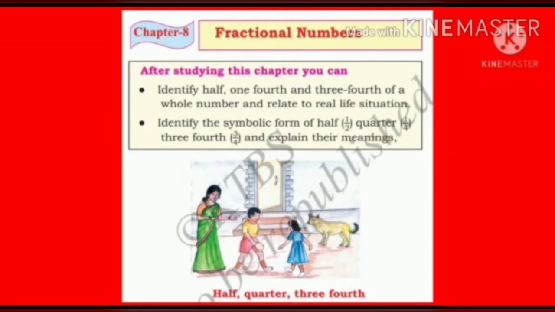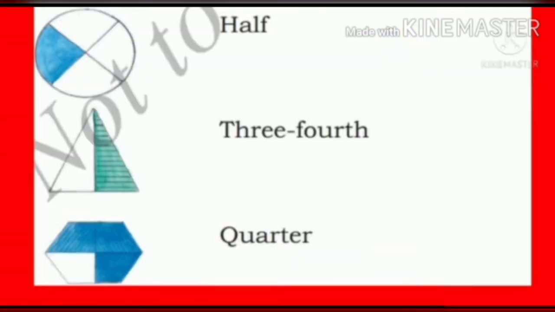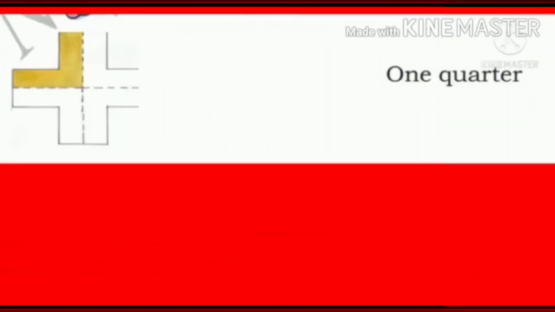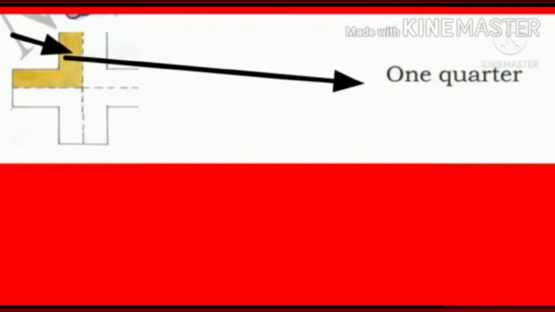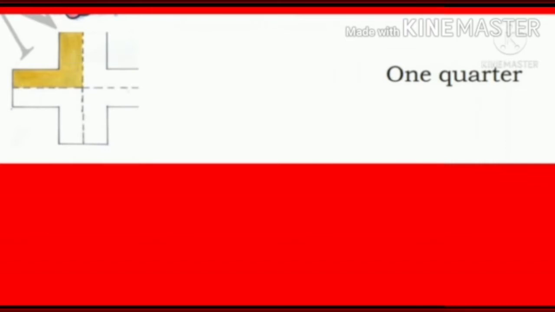In the previous class, you have already learnt about the concept of fraction: half, quarter, 3/4. Observe the picture, children. Here the picture is divided into 4 equal parts and one part is shaded. So this is represented as 1 quarter, and in fraction form we write 1/4.